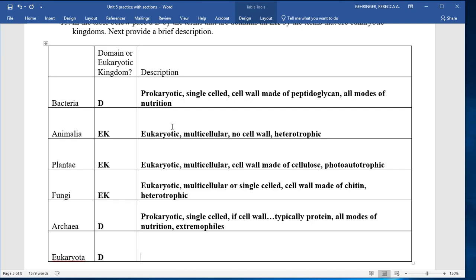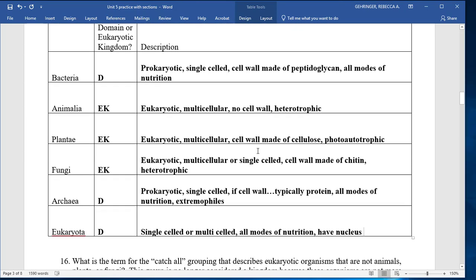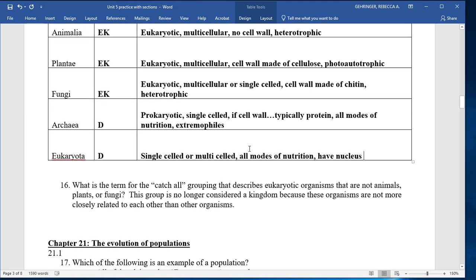And then eukaryota, that's a domain. So eukaryotic organisms could be single-celled or multi-celled, and all modes of nutrition. And what really separates eukaryotic organisms from prokaryotic organisms? They have a nucleus. That's really the big one there. So that's that. We'll go on to the next one here.